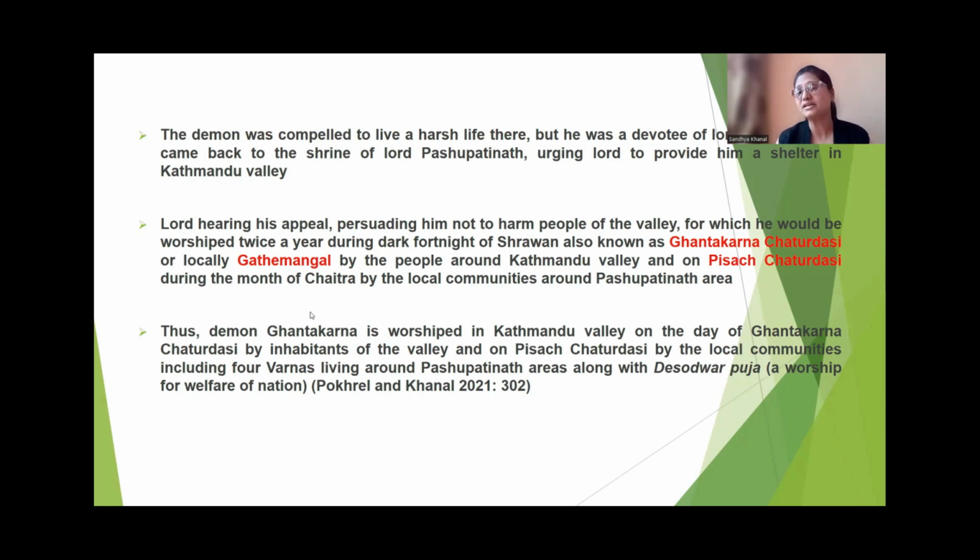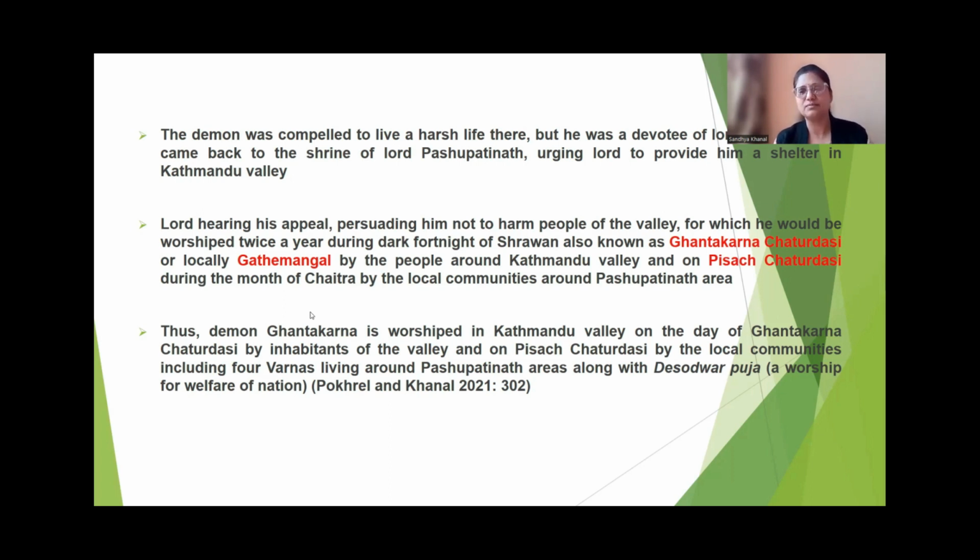for which he would be worshipped twice a year: during the dark fortnight of Shravan, known as Ghantakarna Chaturdasi, though locally the term Gathe Mangal is used for this festival around Kathmandu Valley, and on Pichas Chaturdasi during the month of Chaitra by the local communities around Pashupatinath. Thus, though he is a demon, Ghantakarna is worshipped twice a year in Kathmandu Valley by all the inhabitants.